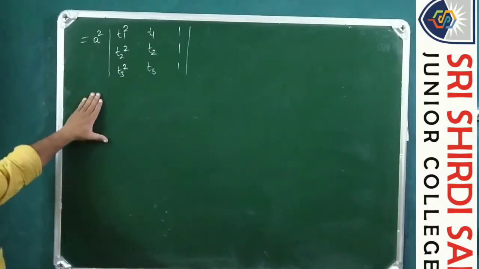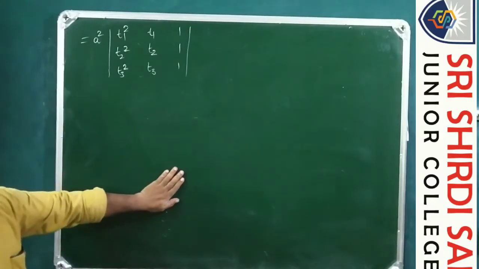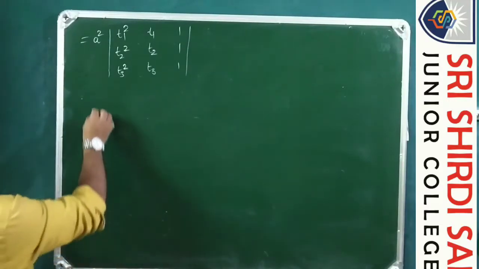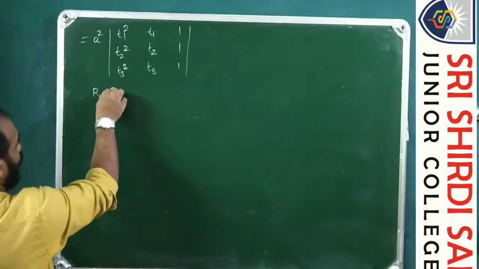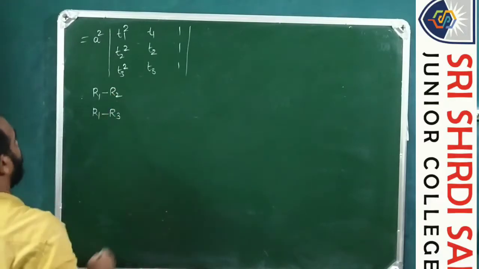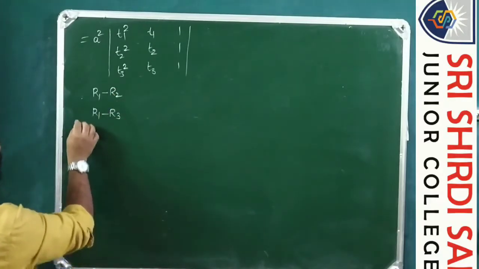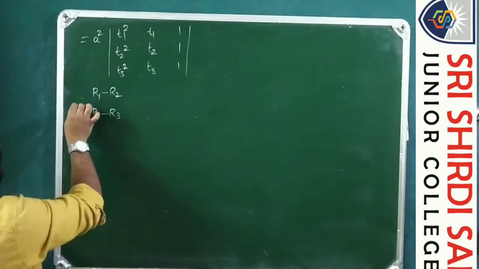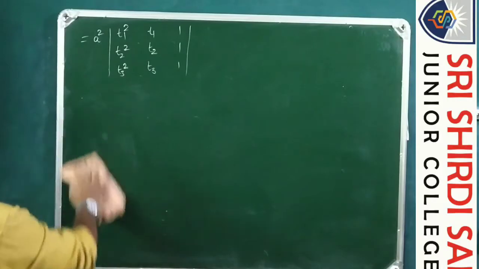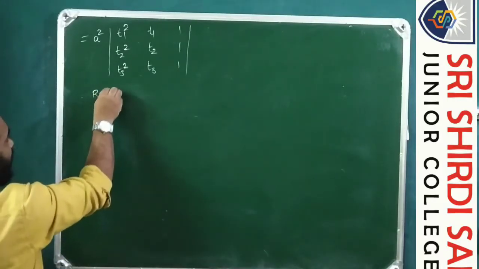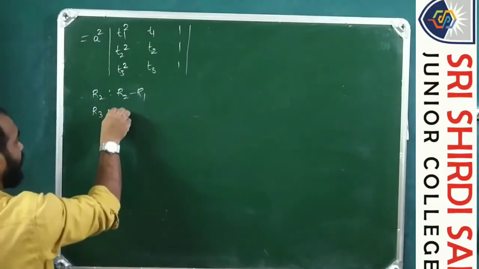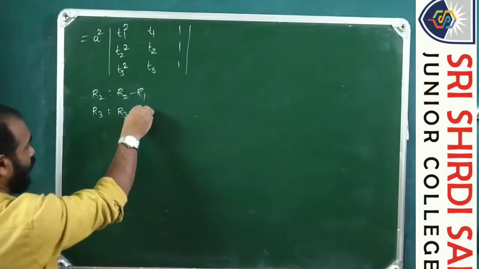So let us do the column or row operations. Here I'll do row 1 minus row 2 and row 1 minus row 3. Then row 2 is transformed as row 2 minus row 1. Row 3 is transformed as row 3 minus row 1.